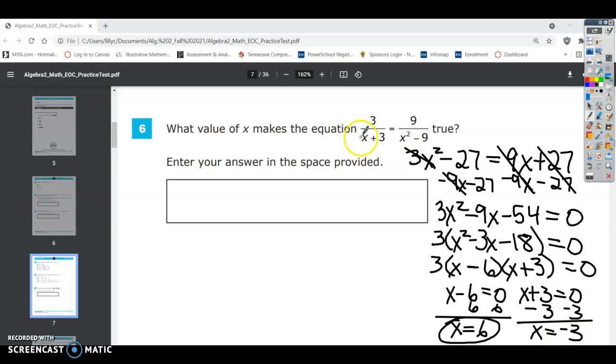Negative 3, on the other hand: negative 3 plus 3 is 0. You can't divide by 0, so this is an extraneous solution. So where it says what value makes this true, your answer is 6. So number 6, the answer is 6.